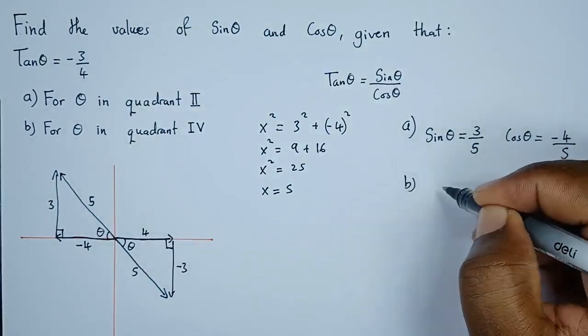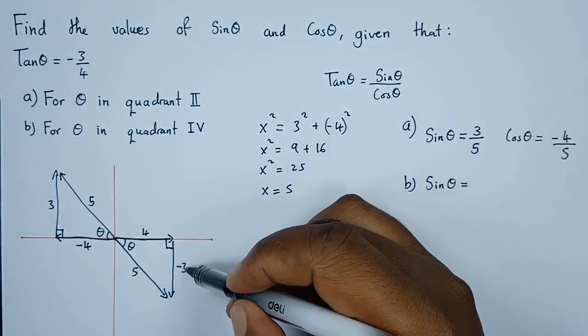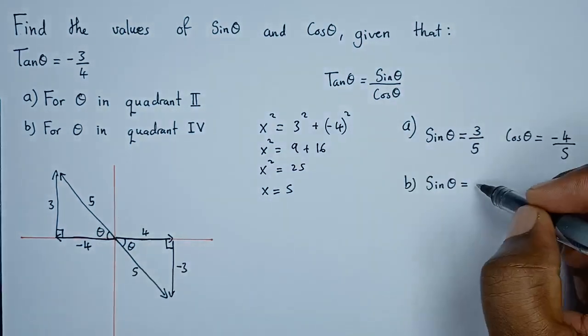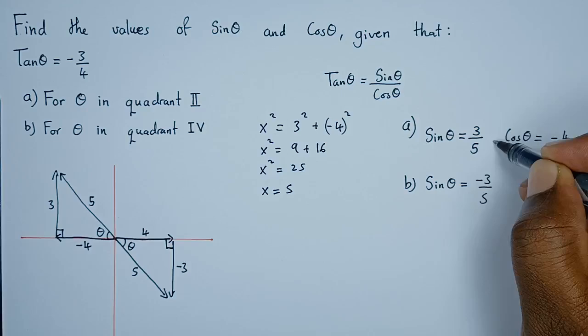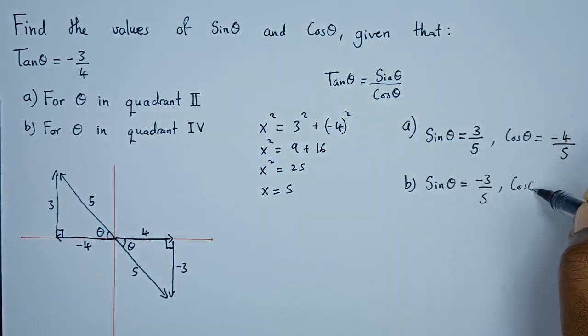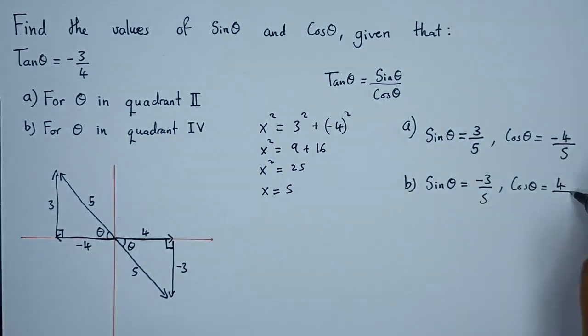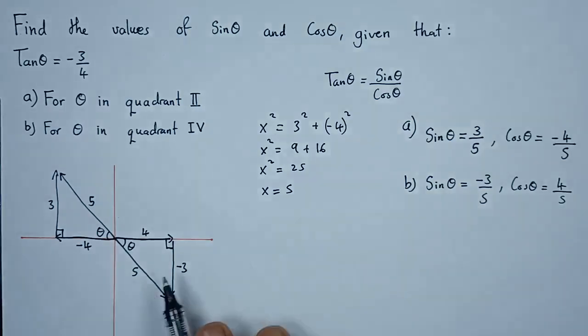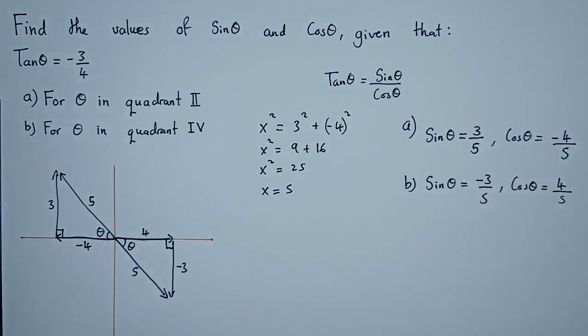So to find the value of sine theta, we simply say opposite over hypotenuse. So our opposite is negative 3, our hypotenuse is 5. To find the value of cos theta, we say adjacent, which is 4, over hypotenuse, which is 5. And again, this makes sense because sine in the fourth quadrant is negative and cos in the fourth quadrant is positive. So there we have it.